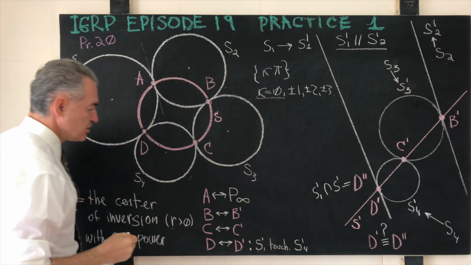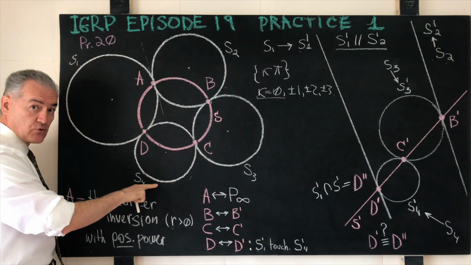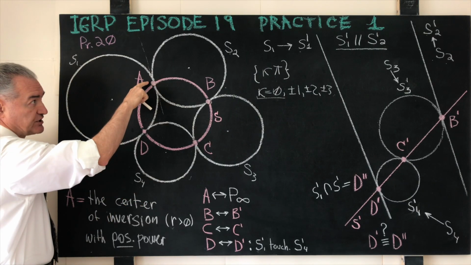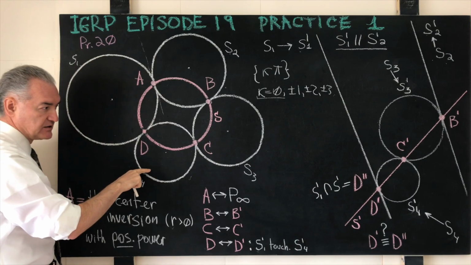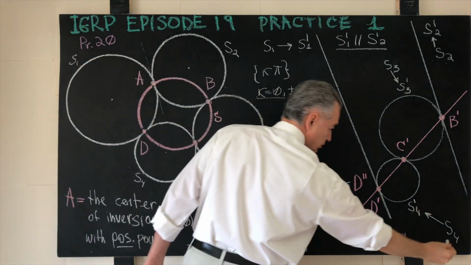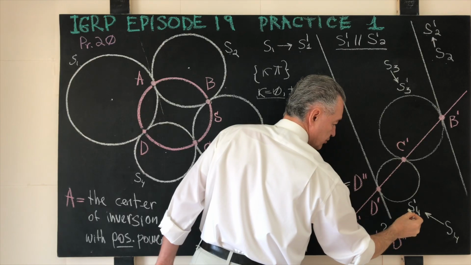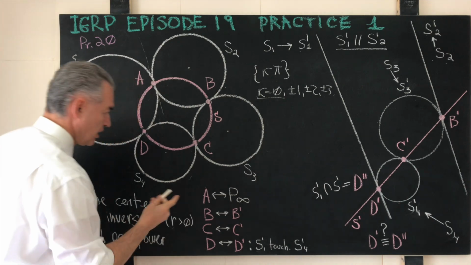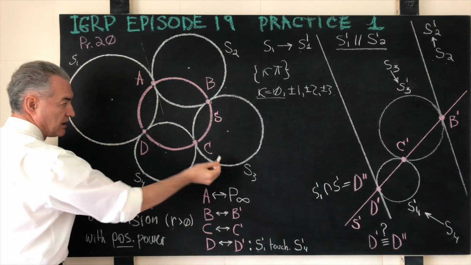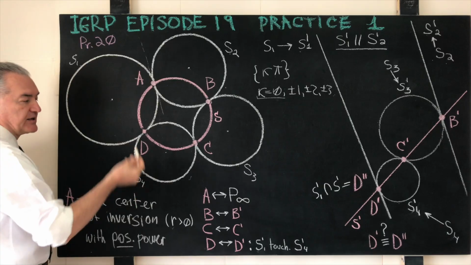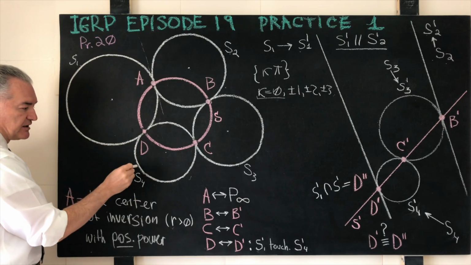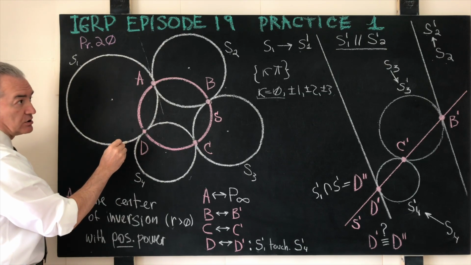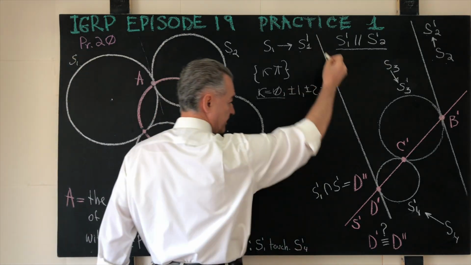And it must touch the image of the circle S4, which is what? Again, because the circle S4 does not pass through the center of inversion, the point A, it will be taken into a genuine circle S prime 4, but that circle, we know, touches two other circles, the circle S3 and the circle S1. And again, by the same reason, that means that the image circle S prime 4 must touch the image of the circle S1, which is the straight line S prime 1.